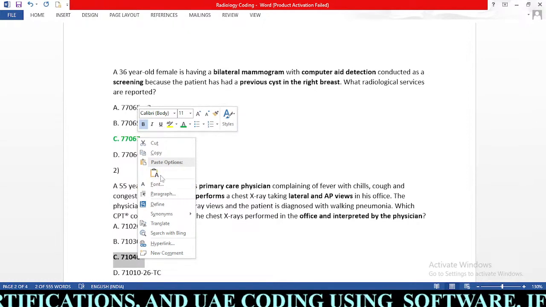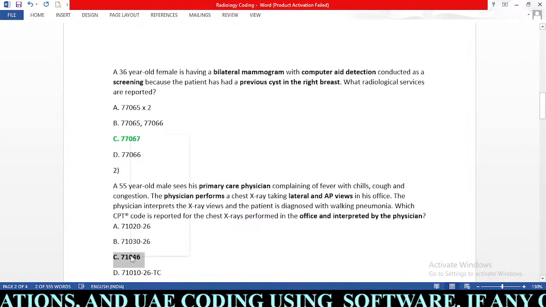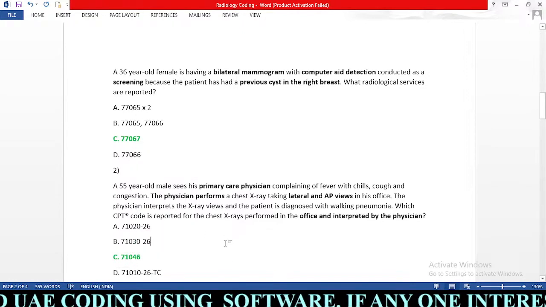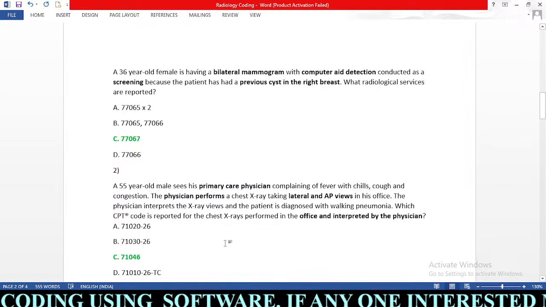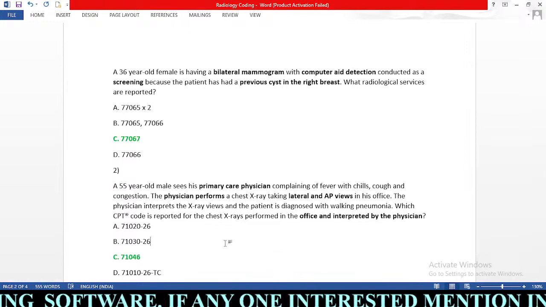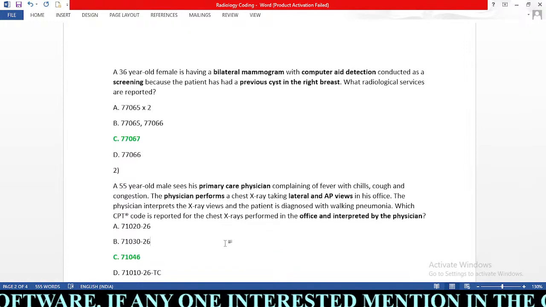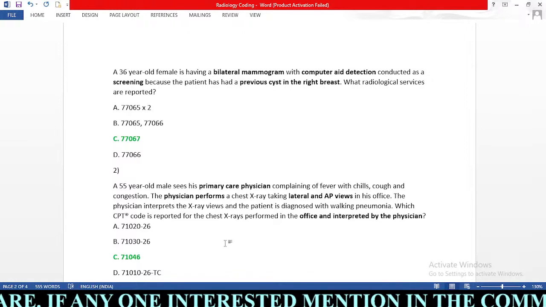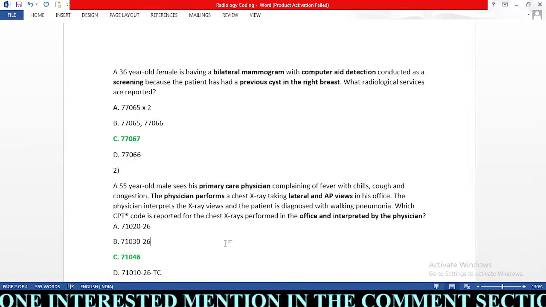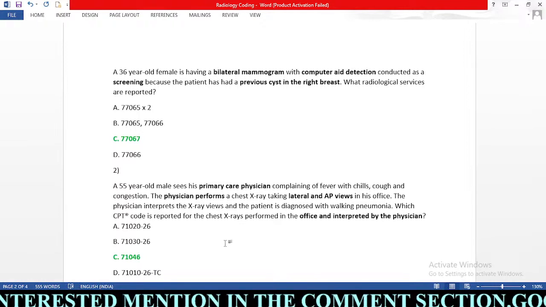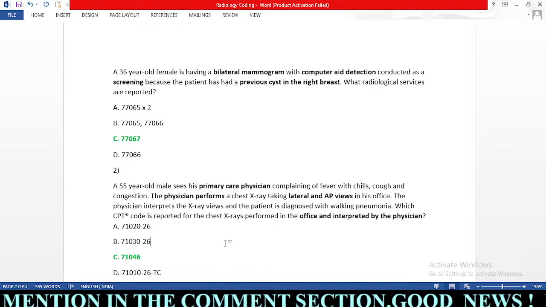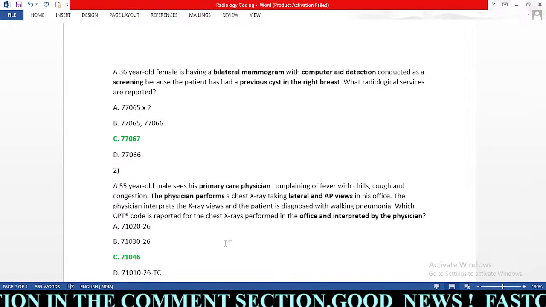If the chest X-ray is performed somewhere else and the physician interprets that chest X-ray, we need to append the 26 modifier. But this chest X-ray was performed by the physician in his office, so there is no need for the 26 modifier here. Yeah, you are correct, Parimila. All are deleted codes, so no need to worry. So our answer is 71046. Yeah, correct. Most of the people wrote the correct answer.